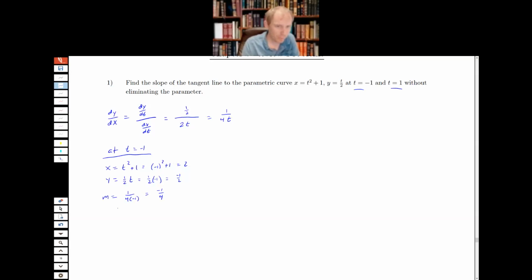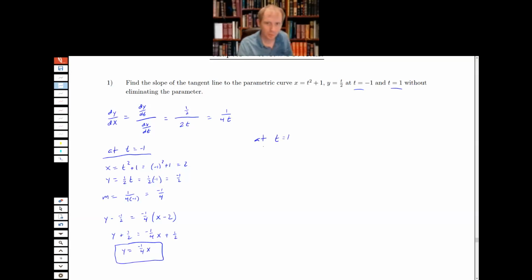So I have a slope, I have a point, I can write down the equation of the tangent line. So y minus -1/2 equals the slope, x minus 2. So y plus 1/2 equals -1/4 x plus 1/2. And then I subtract a half from both sides, and I get y equals -1/4 x plus 0. Okay, maybe I went through that one too quickly. Maybe I'll write out a little bit more for this next one.